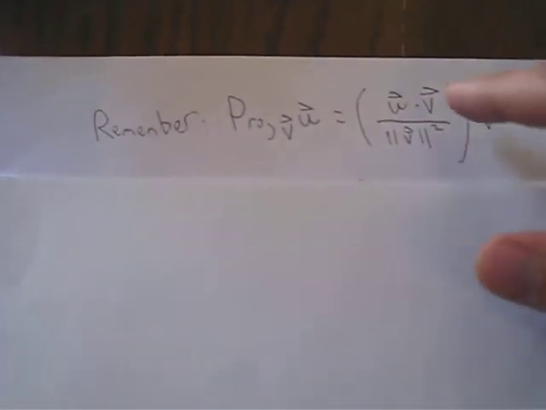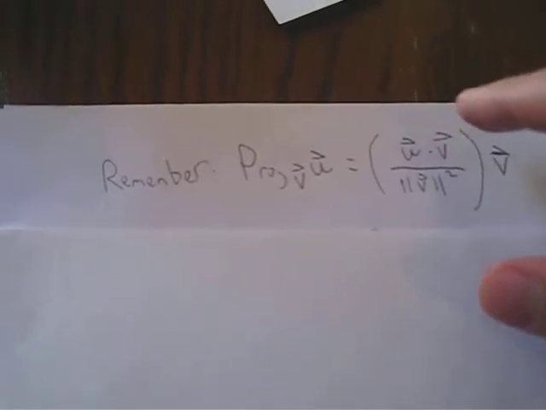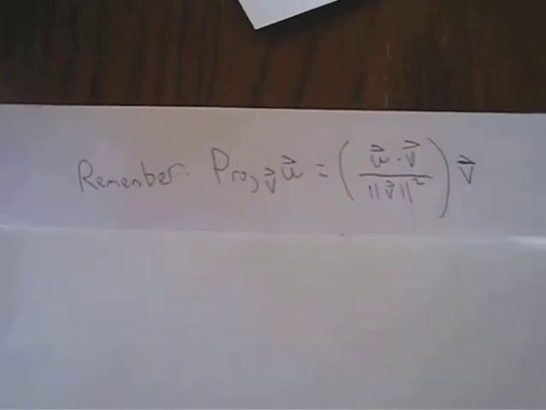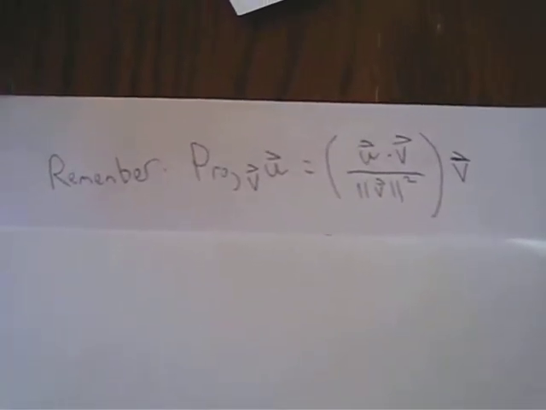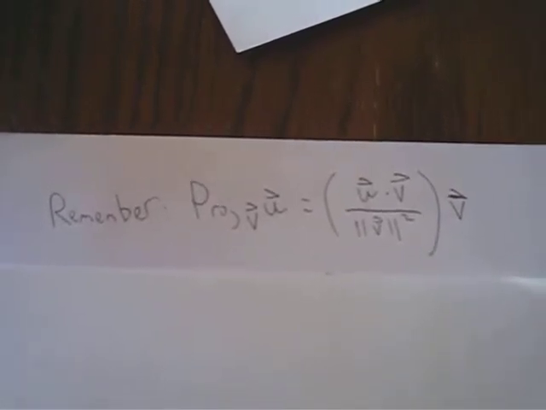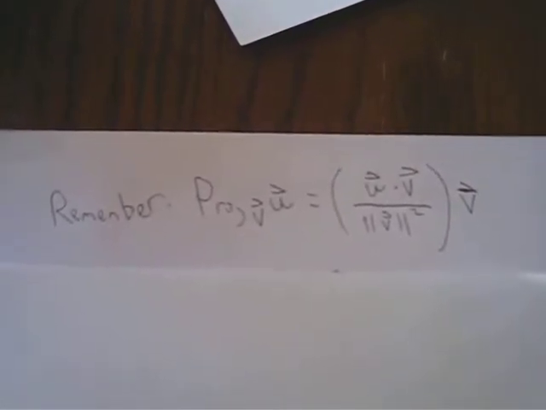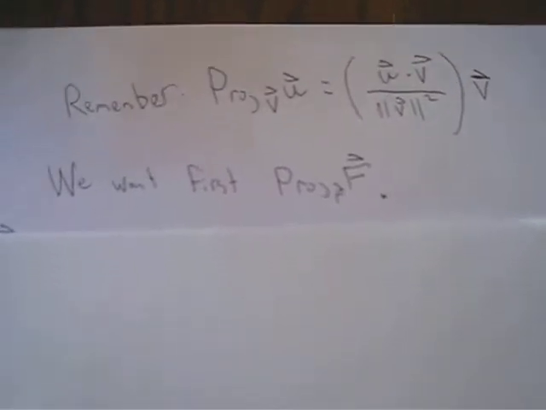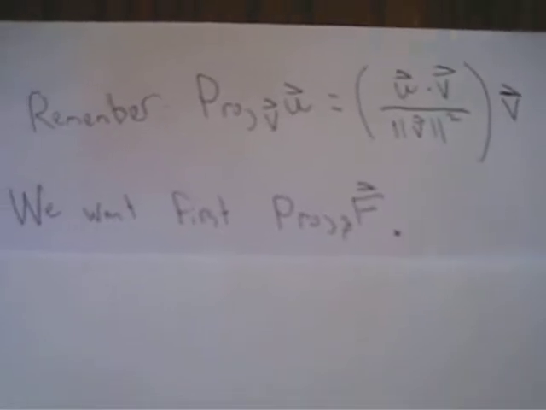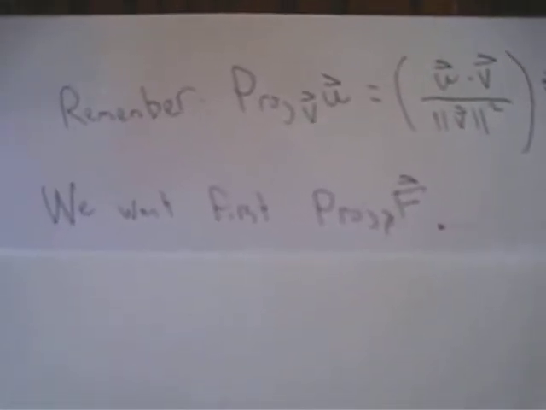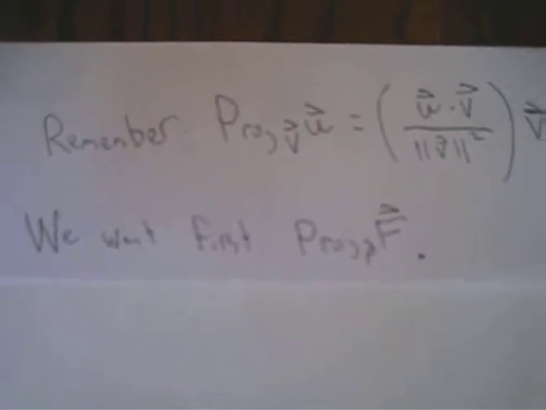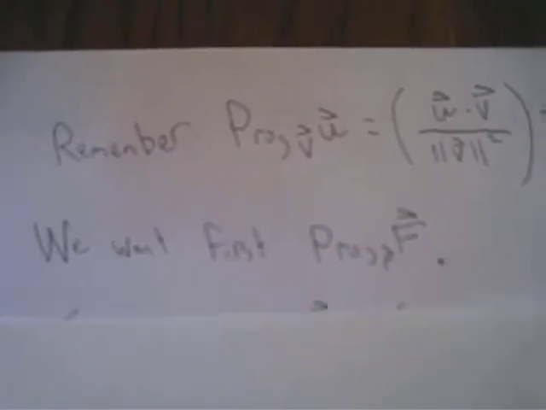So we get the quotient of two scalars, multiplied by a vector quantity, and we end up with a vector, which is the projection of u, the vector component of u acting along the direction of vector v. So we want the projection of F onto R. Sorry, it's hard to see that that is an R, but that is indeed an R. The projection of F onto R, the projection of the man's weight acting along the rope, in other words.